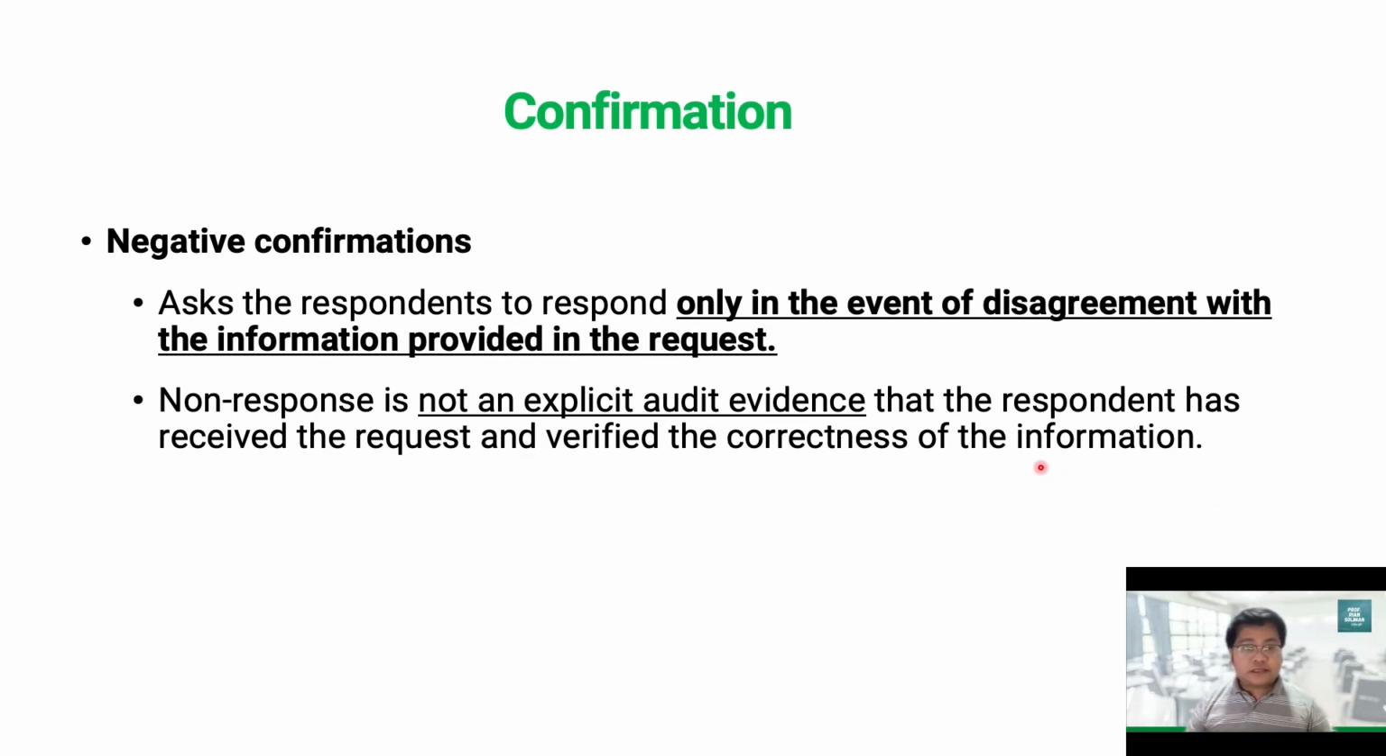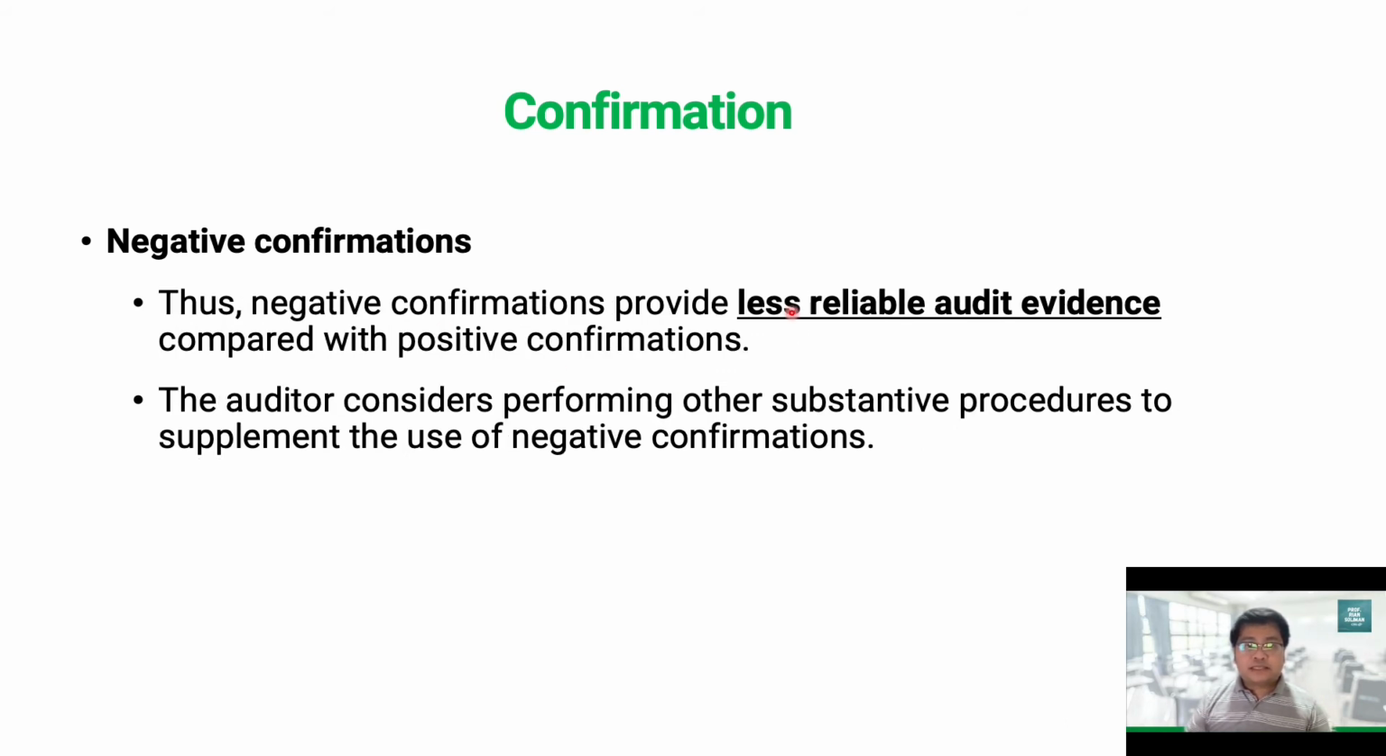There are many reasons why the third party or respondent will not reply, even if the information indicated there is incorrect. It's possible that they have not received the request, or it's possible that they have received the request but ignored it. So that is why negative confirmations are considered less reliable compared with positive confirmation. And if we use negative confirmation, we have to consider performing alternative or other substantive procedures to supplement or complement our use of negative confirmation.